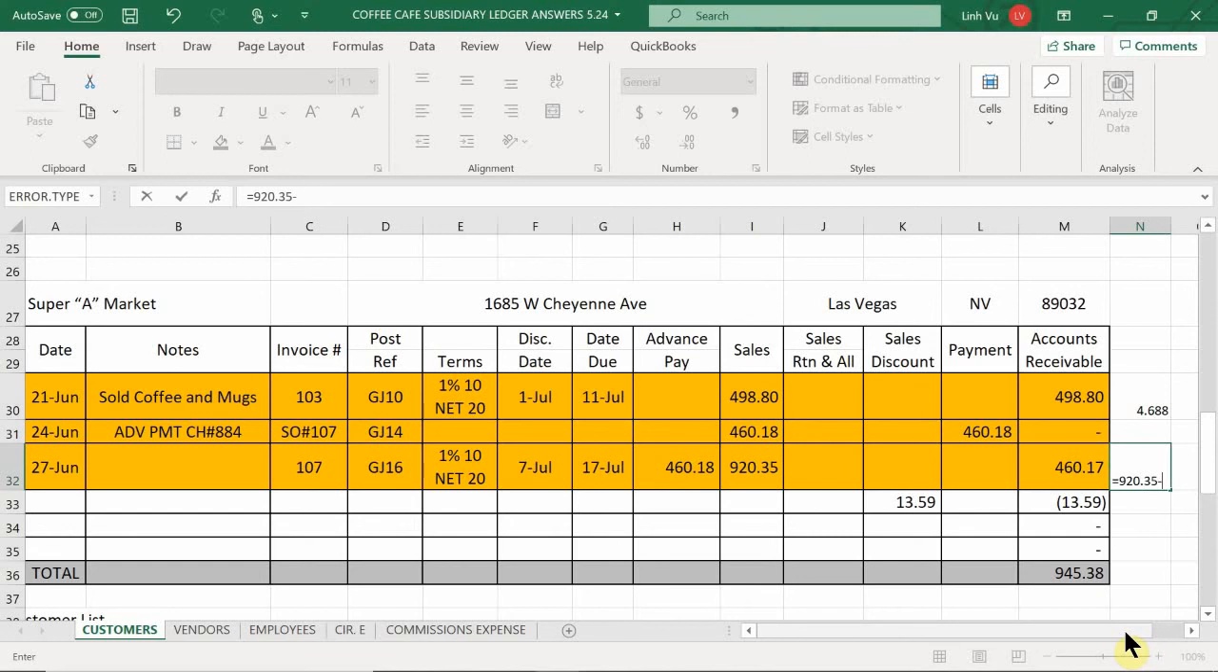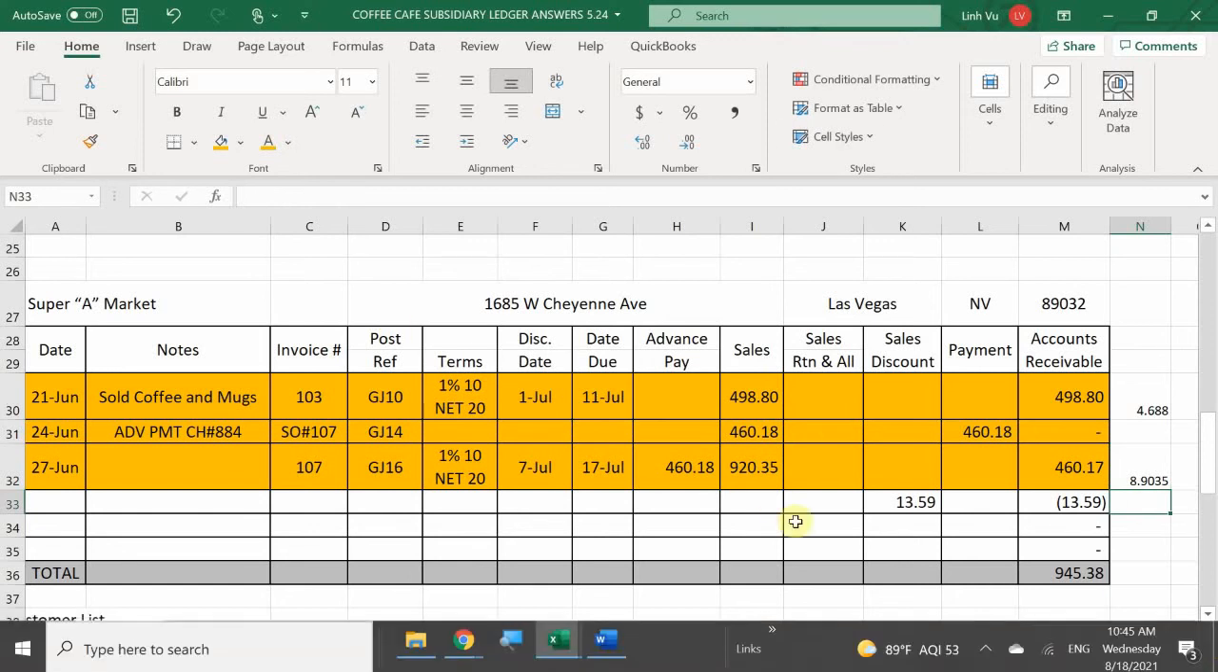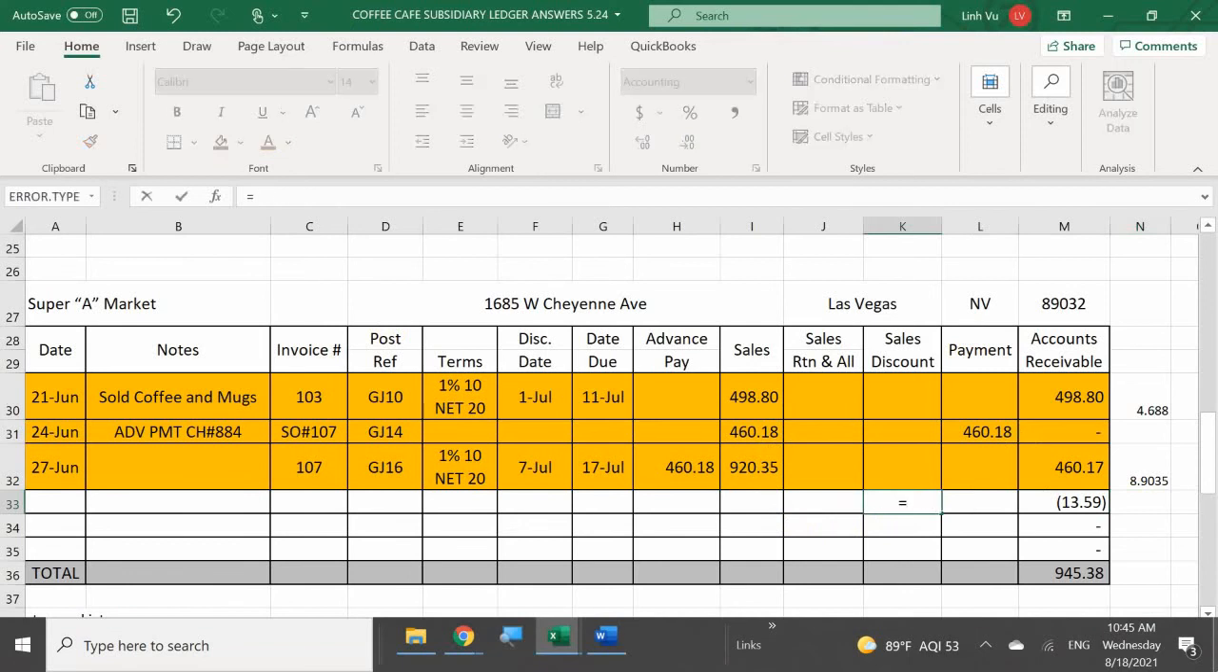And then this one is 920.35 minus 30 times 0.1. Okay, let's do it again. 920.35 minus 30 times 0.1 should give you $8.9035, which is $8.90. So in this case, there we have it. 4.69 plus $8.90 should give you a total of $13.59 discount.